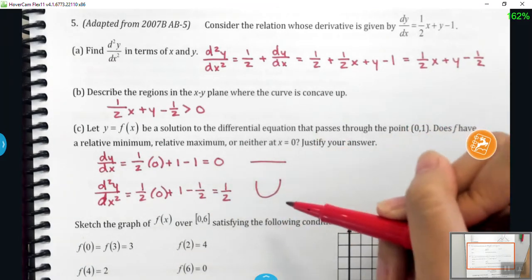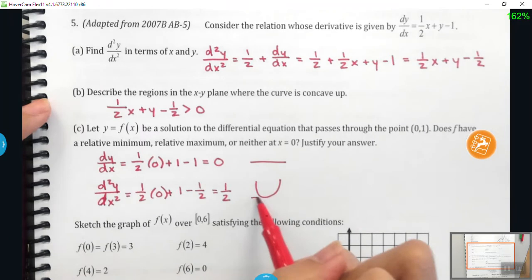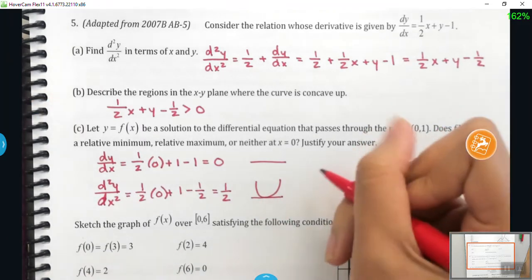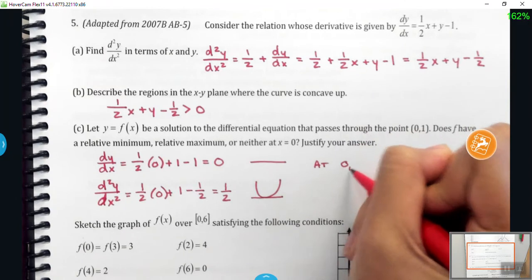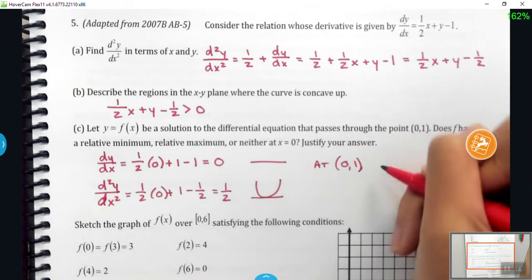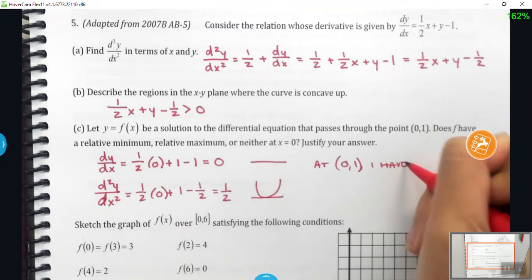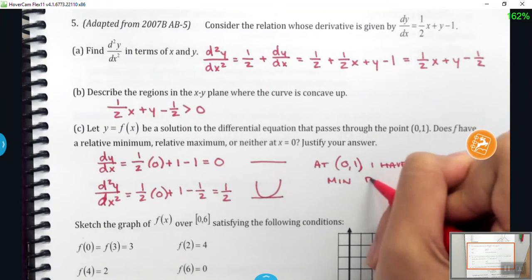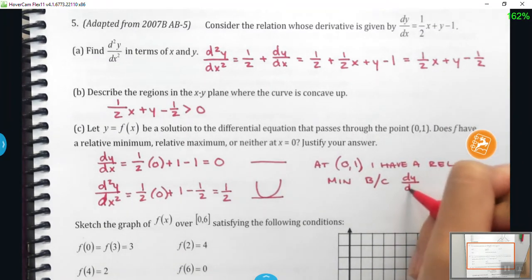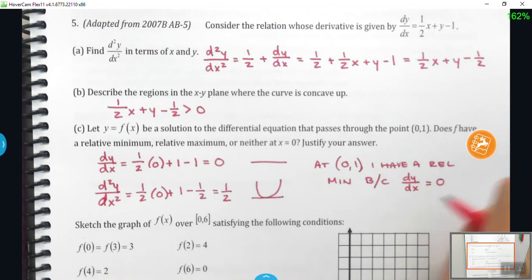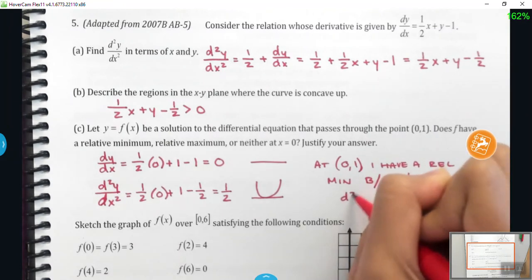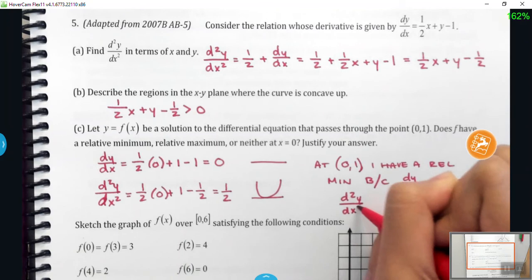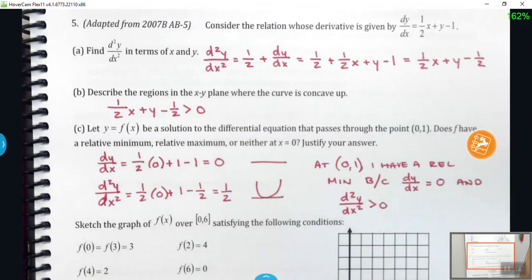Yes. Okay, so that means that I'm concave up. So I've got a horizontal tangent line and I'm concave up, which means that at 0, 1, I have a relative min because dy dx equals 0 and the second derivative is greater than 0. Then you have a relative min by the second derivative test. Okay? Got it?